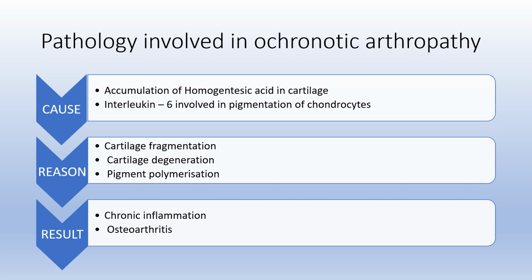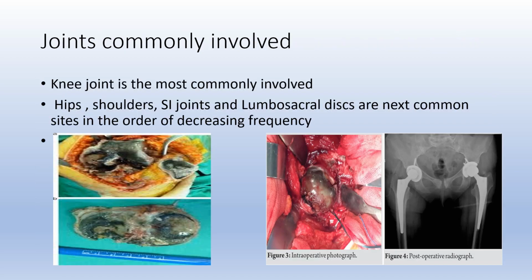The end result is this fragmentation of the cartilage leads to irreversible destruction of the cartilage with brittleness and arthritic changes within the joints, and the patient usually presents with osteoarthritic symptoms in their early adulthood, which is usually in the third decade of their lives. Coming to the most common joints which are involved, the knee joint is the most commonly involved joint, with the hips, shoulders, SI joints, and the lumbosacral disc spaces being the next common sites in the order of decreasing frequency.